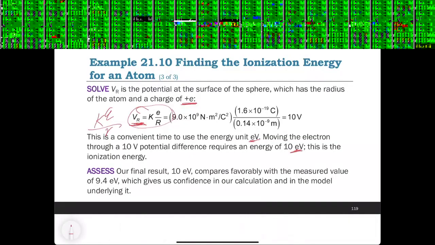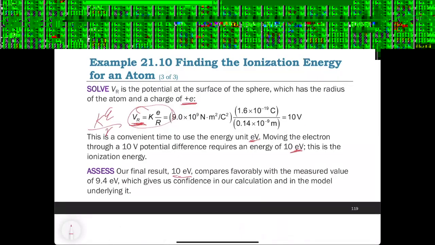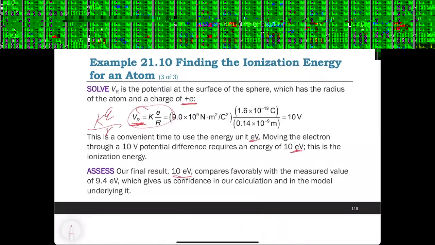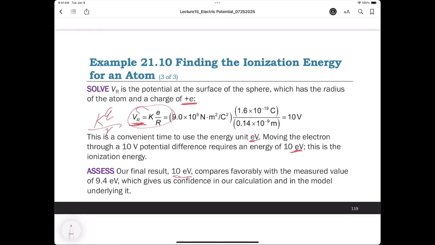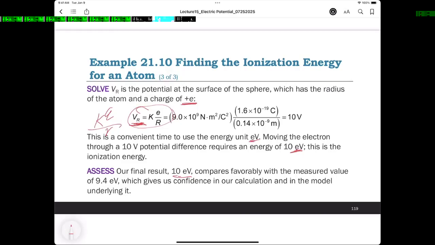This is the ionization energy. Let's assess this result. Our final result of 10 eV compares favorably with the measured value of 9.4 eV, which gives us confidence in our calculation and in the model underlying it.